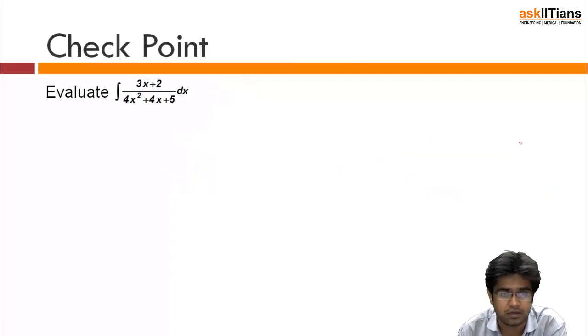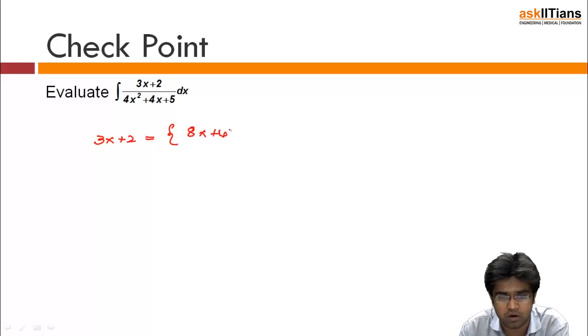Let's take a question then. So this is it. That means if this is the question, I'm going to write 3x plus 2 as d by dx of the quadratic, that is 8x plus 4, and then plus a constant. So this is, let's say, L times 8x plus 4 plus m.